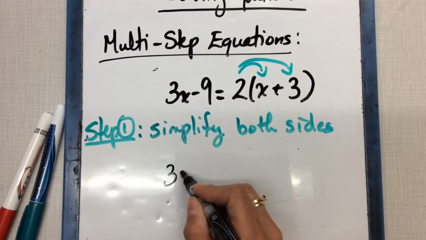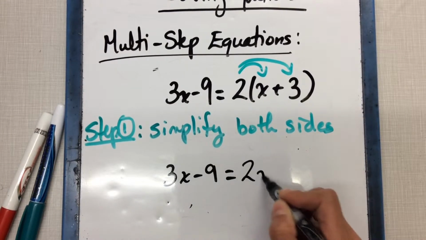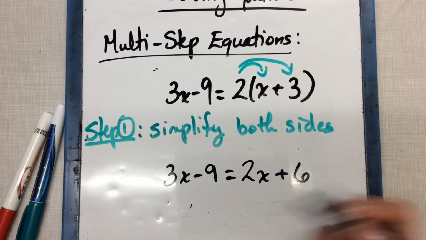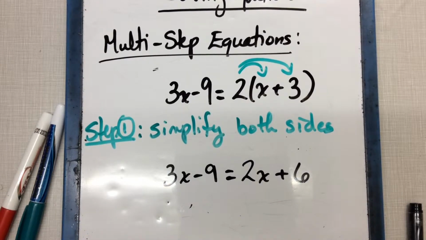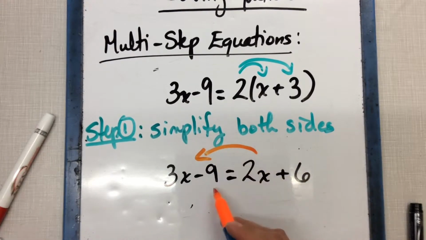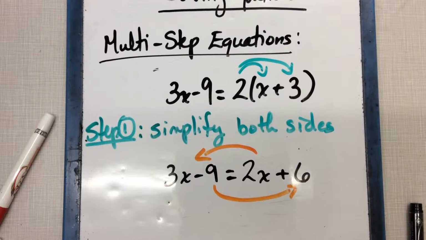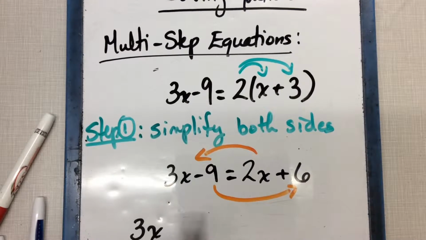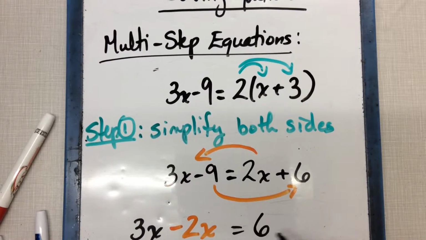So here we go. 3x minus 9 is equal to 2x plus 6. And now we can bring our variables together. Okay, so the 2x, I'm going to bring it over this side. Let's use orange like we did before, this side here. And this one I'm going to bring over here. And the way I do that is to do the opposite operations. So 3x minus 2x on this side is equal to 6, and then plus 9 on that side. And this leaves us with x is equal to 15.